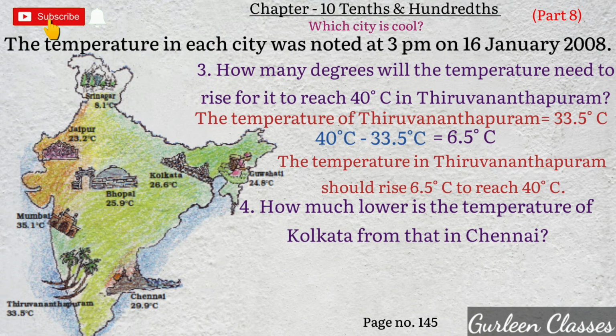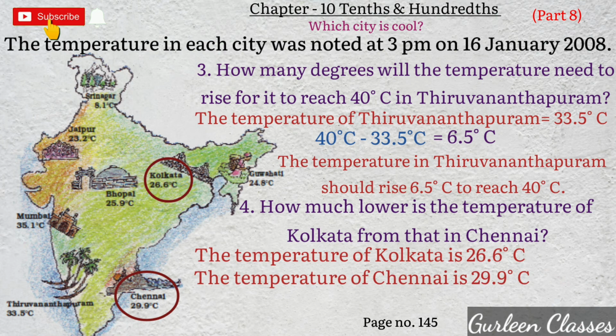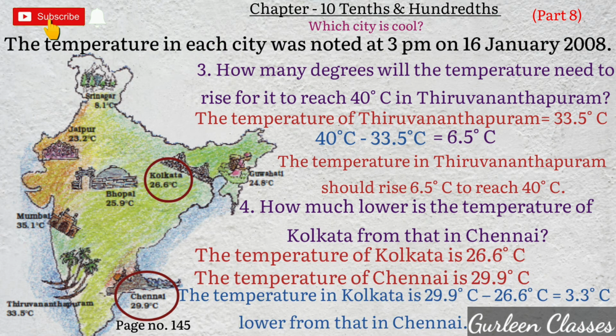Question number 4. How much lower is the temperature of Kolkata from that in Chennai? So the temperature of Kolkata is given 26.6 degrees Celsius and the temperature of Chennai is 29.9 degrees Celsius. So the temperature in Chennai is 29.9 degrees Celsius minus 26.6 degrees Celsius. That is 3.3 degrees Celsius lower in Kolkata from that in Chennai.